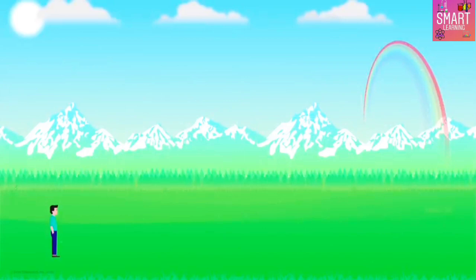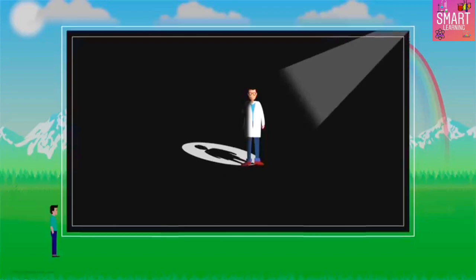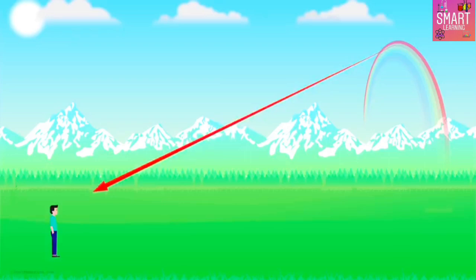Say we are only looking at the red part of the rainbow. The simple reason that we are able to see anything around us is because the light from that particular object is traveling to our eyes. Similarly, the red light from the upper part of the rainbow is traveling to our eyes, enabling us to see it. But where is this red light coming from?